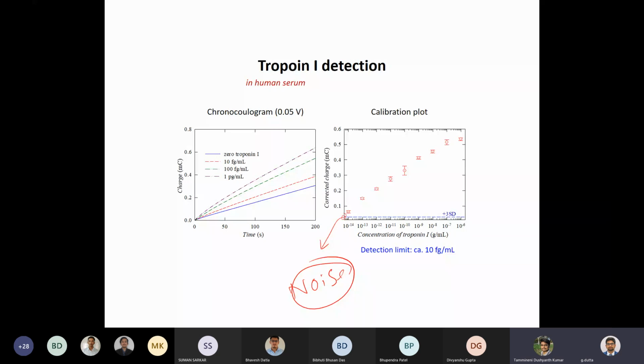You can say this is the background. Your signal should be more than this, more than the background, not less than this. So you can say this is noise or background.